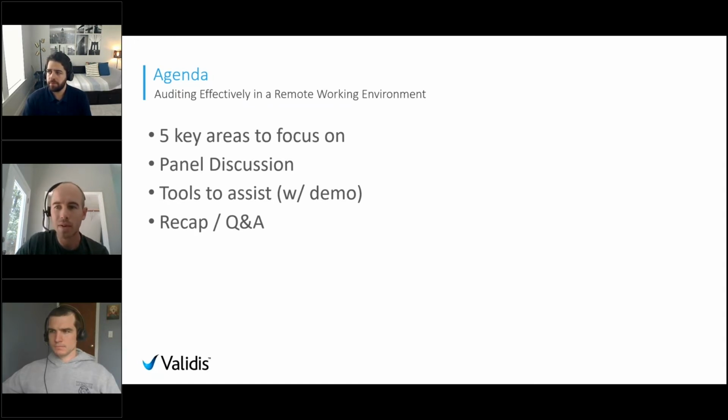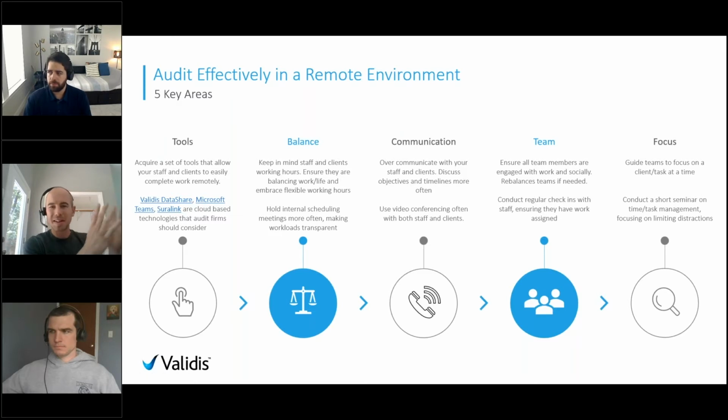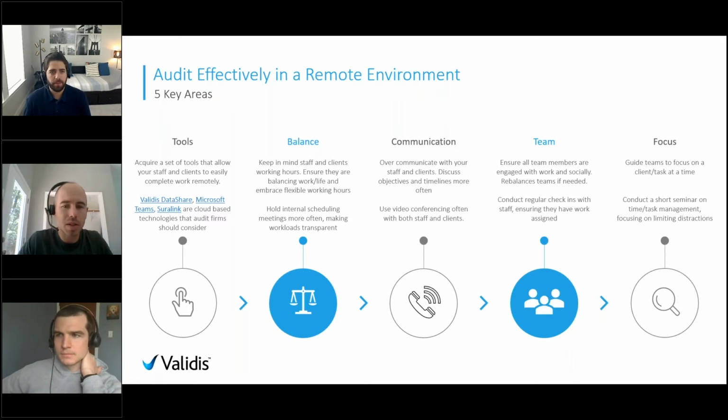Again, ask questions if you have them throughout. I'm going to be looking over this way a little bit as I've got this on my second screen, so apologies if I'm not looking at the group. The five key areas that we've broken this down into, which I and the panelists, Brad and Matt, will speak to, are as follows. First, what should we be doing in terms of tools? How do you audit effectively in a remote environment, and what kind of tools do you need to do that? Then balance, communication, team, and focus.